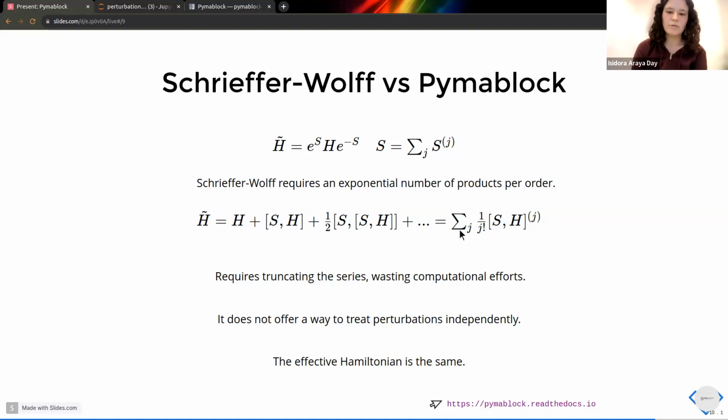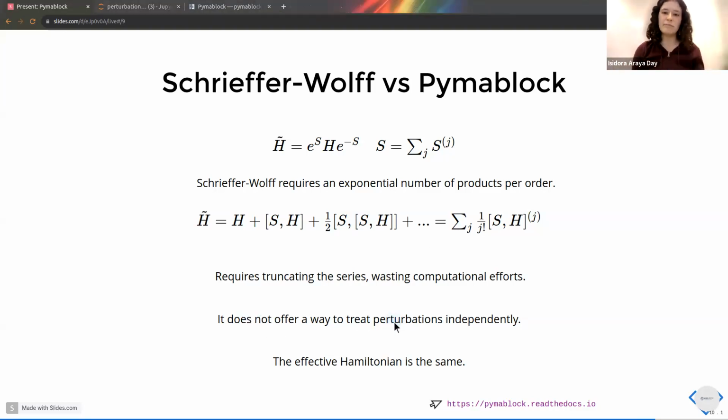So we don't compute terms that we will then need to throw away. In Schrieffer-Wolff, typically, if you go to 5th order, you end up computing terms that go up to 10th order, and then you throw away everything higher than 5. And we don't do that. Then we have a way of treating different perturbations independently or bundling them together, whatever works best depending on the Hamiltonian. And the result is the same.